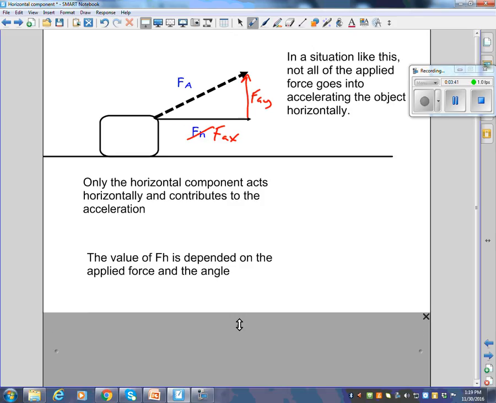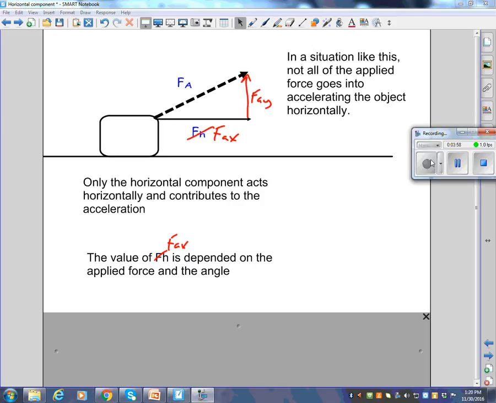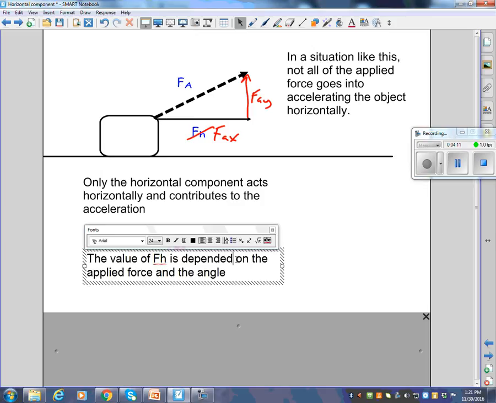And the value of FH, or the value of FAX, the horizontal component, the X component, is dependent on the applied force and the angle. Okay, so when I say the value of FH is dependent upon the applied force and the angle, I think I've spelled dependent wrong there. That should not be depended on, it should be dependent, right?